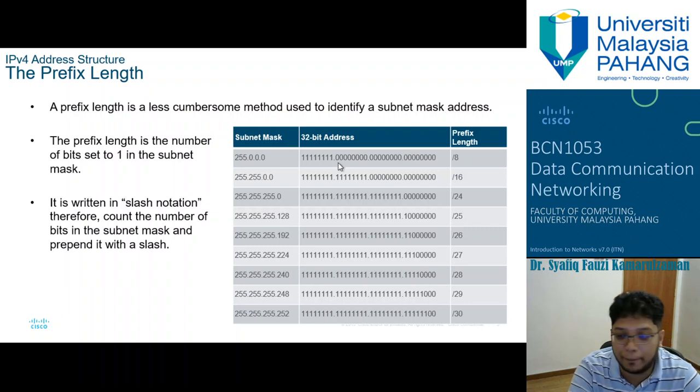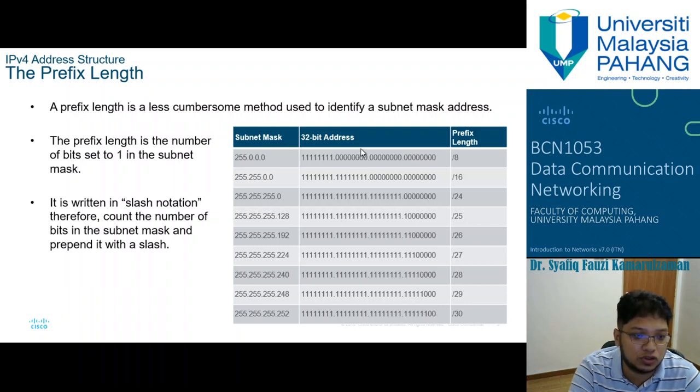If you compare it with the binary of the IPv4 address, the subnet mask represents that all the locations with ones are the network portion, and all the locations with zeros are the host portion. So if you have your original IP address, it means that the first 8 bits of your IPv4 address represent the network portion, and the next 24 bits of your IPv4 address in binary represent the host portion.